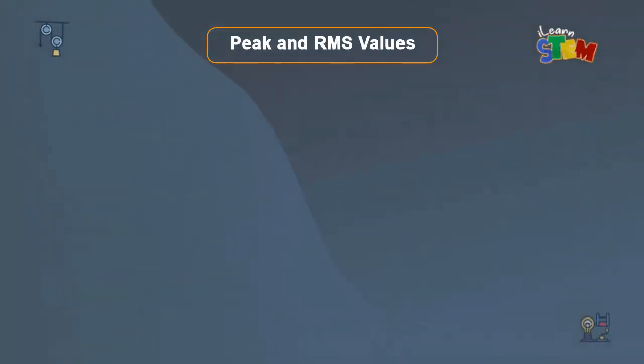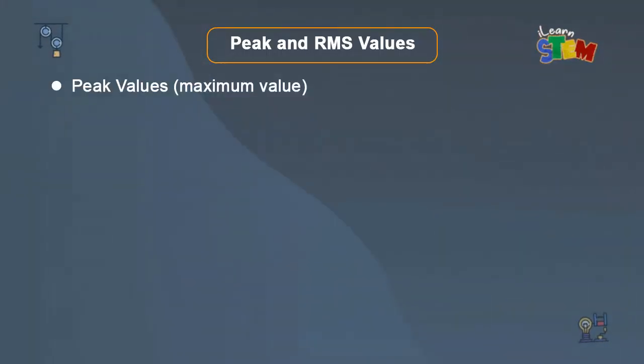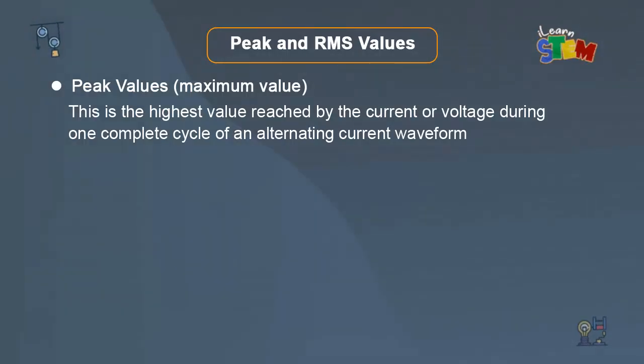Let's move on to peak and RMS values. First, the peak value, also called the maximum value. This is the highest value reached by the current or voltage during one complete cycle of an alternating current waveform. It represents the maximum strength of the wave.